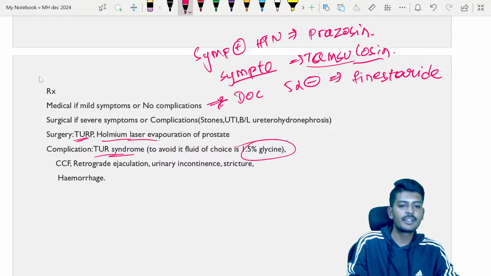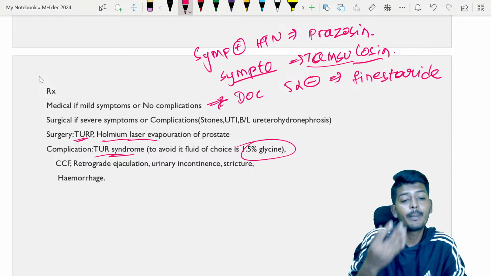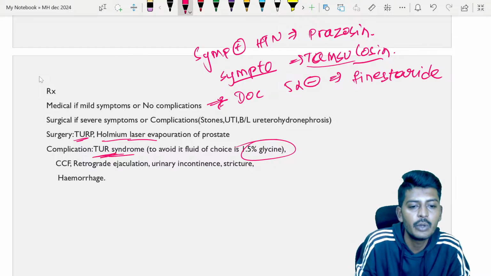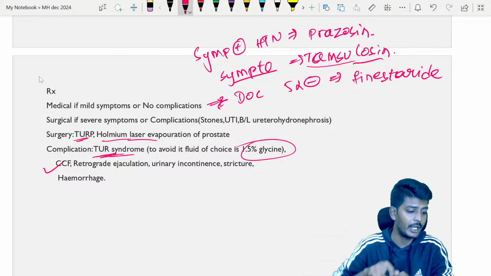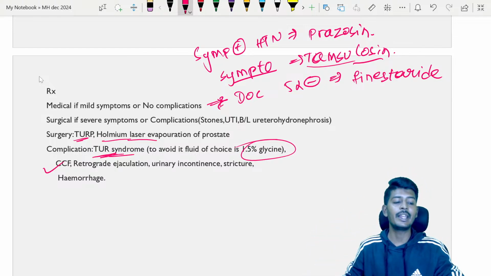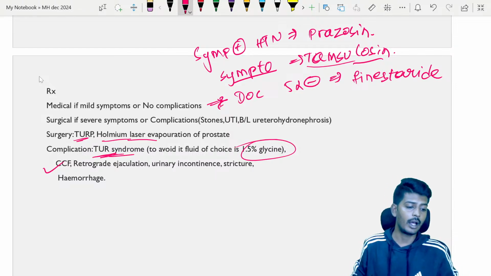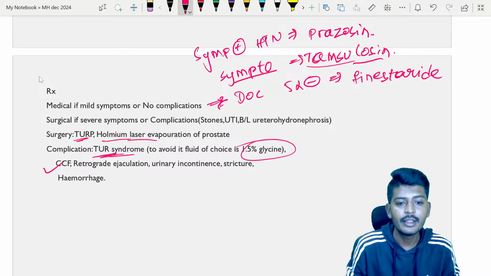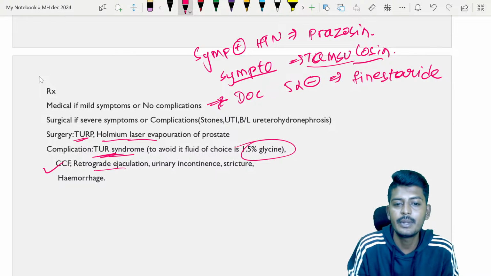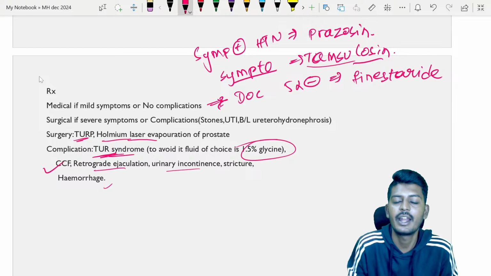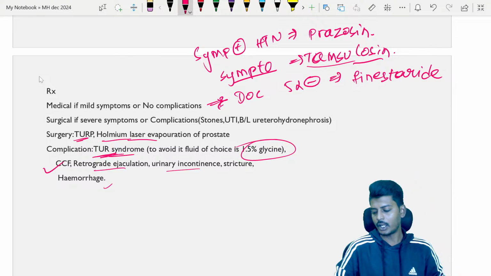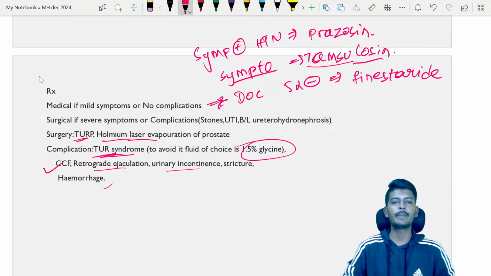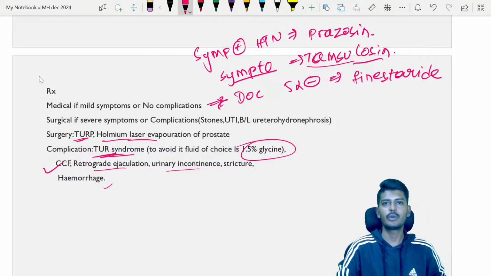Because of TUR syndrome, the patient can develop congestive cardiac failure, because continuously irrigating the surgical field with normal saline can lead to overload on the heart. That is one thing. Then retrograde ejaculation is possible. Urinary incontinence, stricture, and hemorrhage are complications of the surgery. So these are the topics which I wanted to discuss with you specifically for today's session.